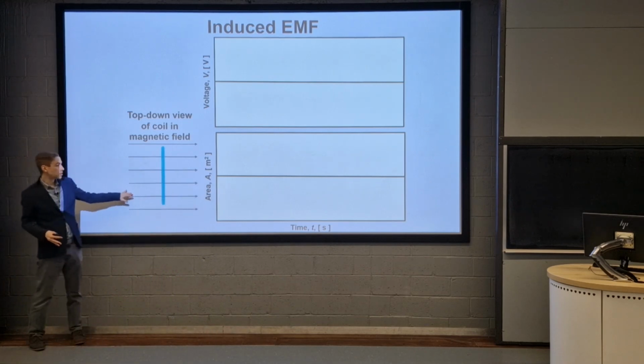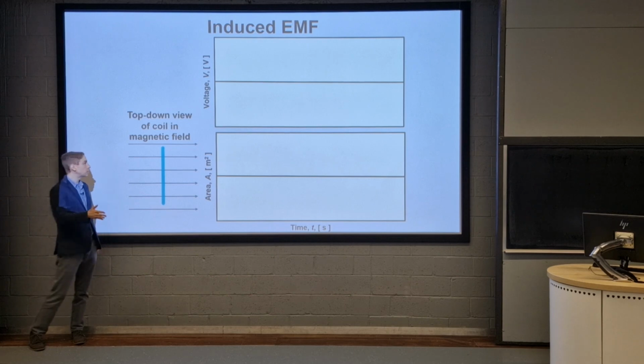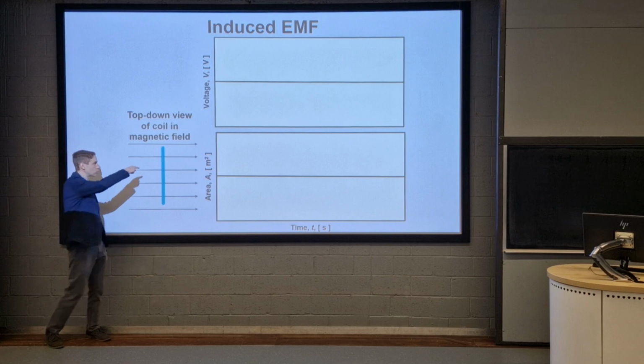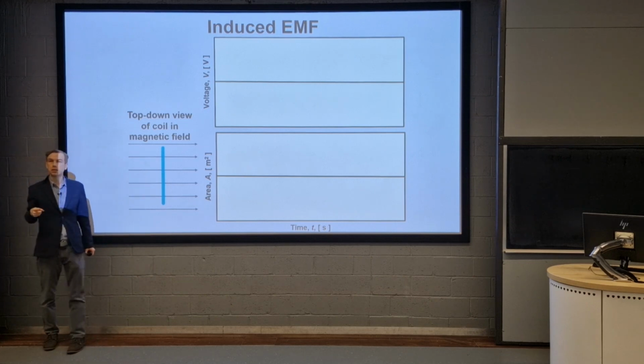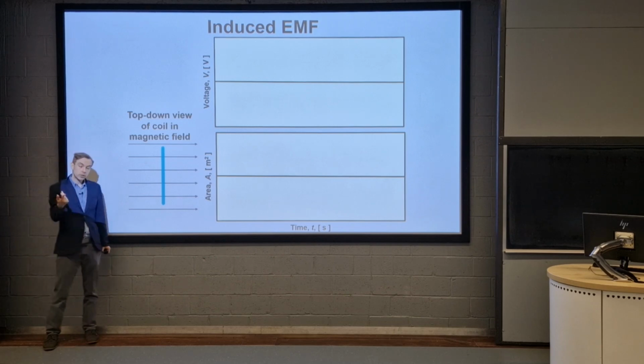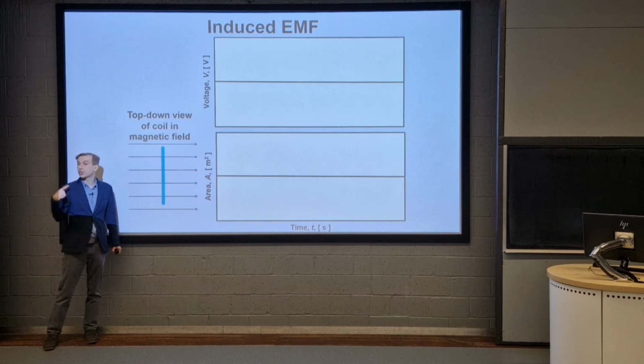So we've got our magnetic field here, so we've got our magnetic field lines here. And then this is a top-down view of a coil of wire sitting in that magnetic field. So it's really a very similar setup to what we had at the beginning of the lecture with the electrical motor, where we had a coil of wire in the magnetic field.